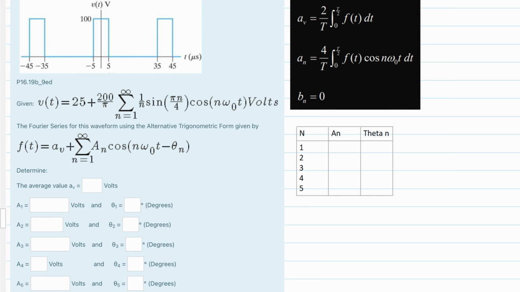For the following waveform, we're given the Fourier series. The Fourier series for this waveform we have using the Alternative Trigonometric Form, which is this right here. So we realized that the trigonometric waveform that we have right here has a period from 0 to approximately 40.